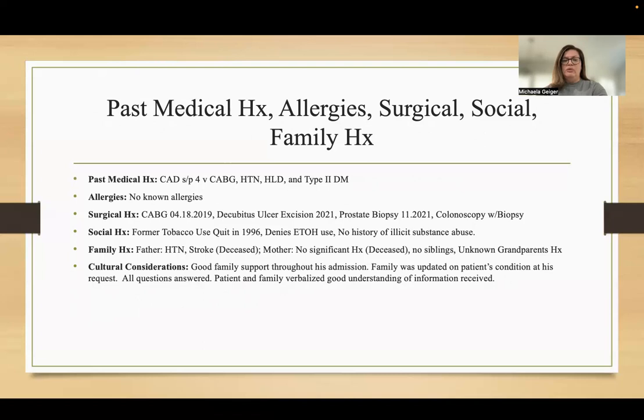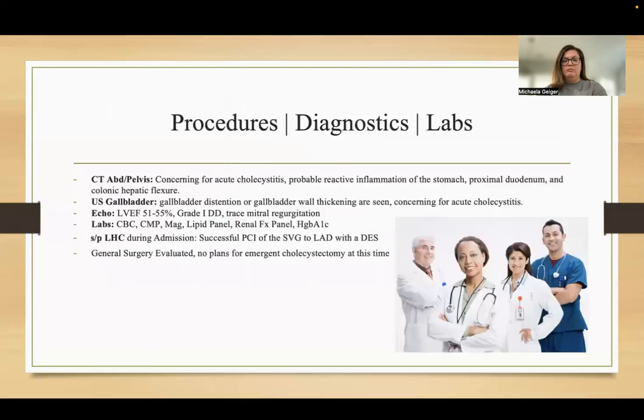His social history: he was a former tobacco user, quit in 1996. He denied ETOH use and had no history of illicit substance abuse. Family history: his father had a history of hypertension and a stroke. His mother had no significant history, no siblings, unknown grandparents' history. Cultural considerations: good family support throughout his admission. Family was updated on the patient's condition at his request. All questions answered. Patient and family verbalized a good understanding of the information they received.